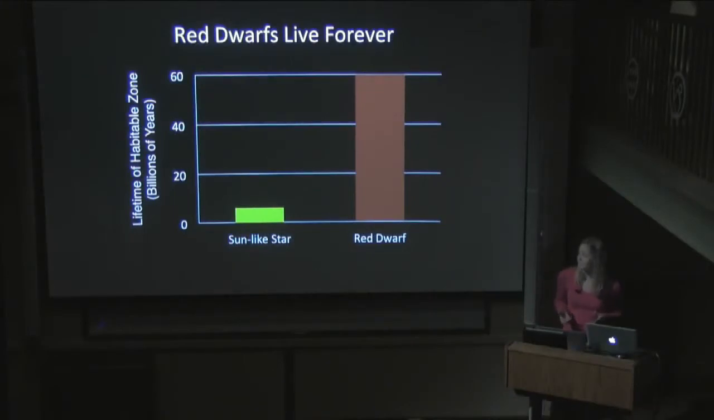Another advantage of living around a red dwarf is that they live essentially forever. This is a plot comparing the life expectancy of a planet in the habitable zone of a star like the Sun on the left, in that little yellow bar with a height of about 9 billion years, compared to the lifetime of a planet in the habitable zone of an M-dwarf, a red dwarf. In that case, this is 60 billion years. That's much longer than the age of the universe. There are red dwarfs that were born at the beginning of the universe that are still alive now. They haven't even reached middle age.